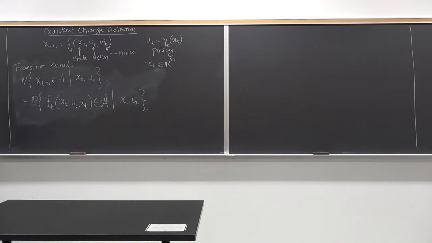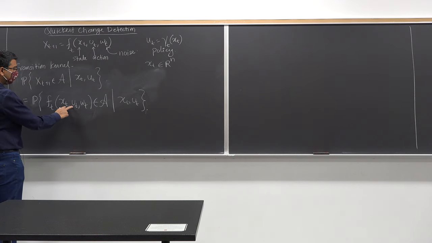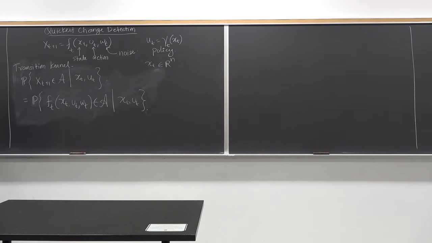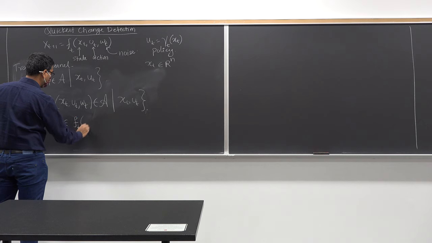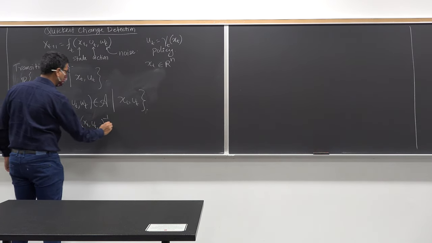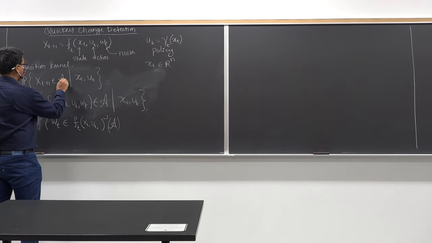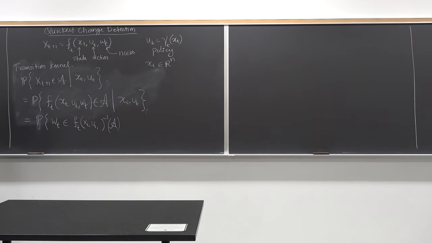Now, how do we compute this particular probability? Well, x_t and u_t are given. So these two values are given. W_t is the only random variable in this expression because x_t and u_t are already given. Then I can write it as the probability of W_t in f_t(x_t, u_t, ·) inverse of A. So I can invert the function and figure out the probability of this event. Now this is again a very complicated expression. It's not easy to evaluate.